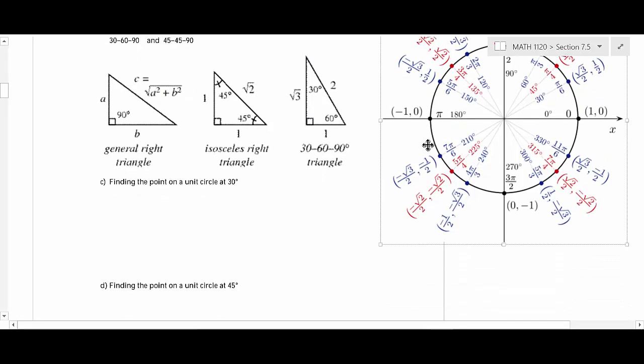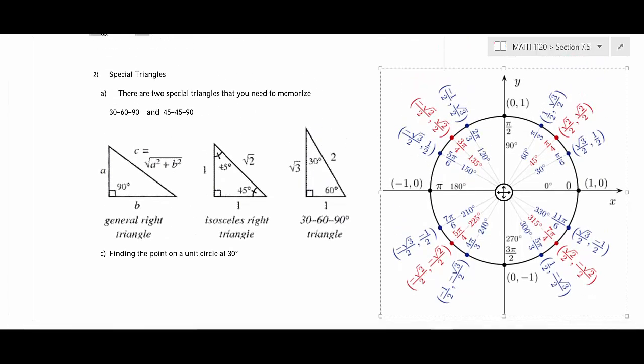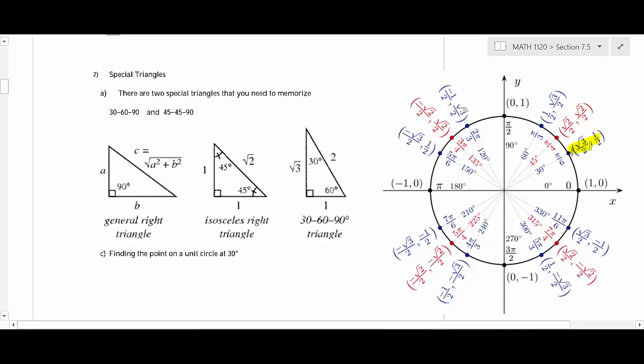Okay, so I'm going to show you where these points come from, okay? And notice they have a square root of 3 and a square root of 2. They probably come from triangles.